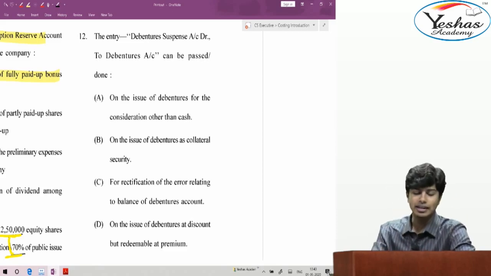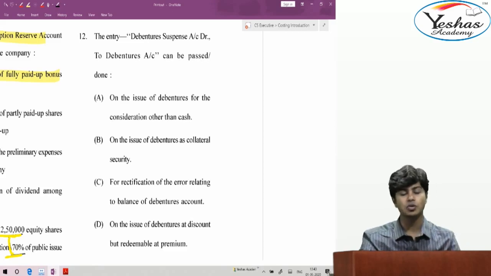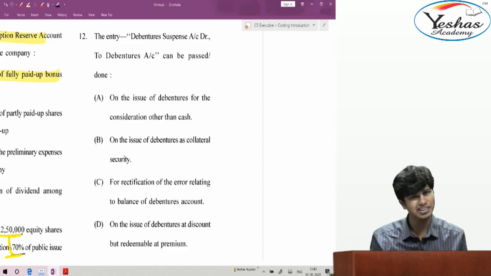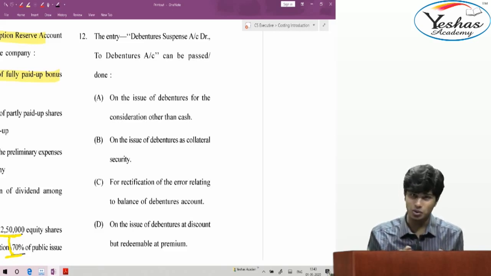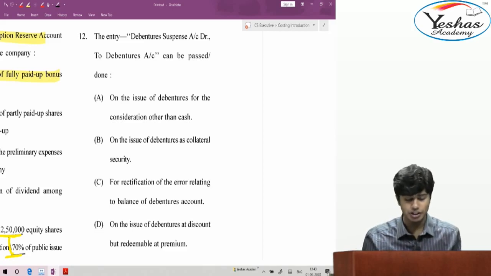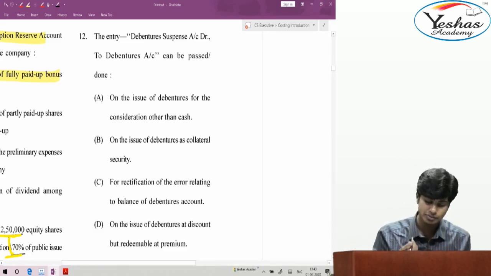Read this question. The entry debenture suspense account debit to debentures account can be passed when debentures are issued for cash? No. Other than cash? No. When you issue it for other than cash, you basically write asset to debentures, whatever the asset that you receive. On the issue of debentures as collateral security is the answer.